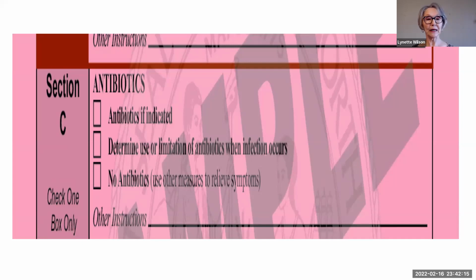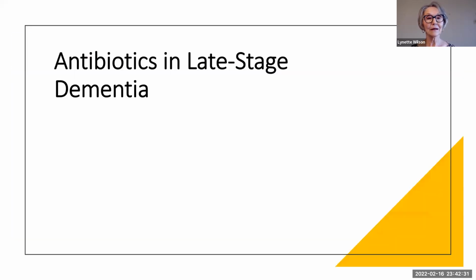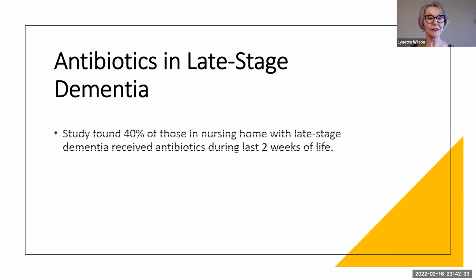Section 3 talks about antibiotics. Do you want to use antibiotics? Do you want to limit the use of it, or no antibiotics other than if you have to have them to relieve symptoms? Let's talk about antibiotics in late-stage dementia. There's a study, and actually there have been several of them, that found that about 40% of those individuals who resided in nursing homes with late-stage dementia got antibiotics at some point during their last 2 weeks of life.